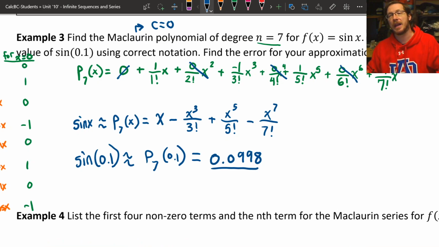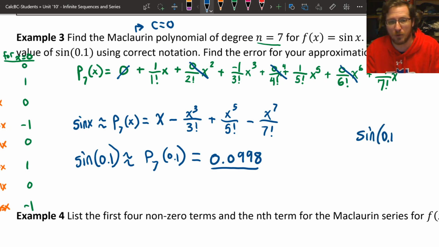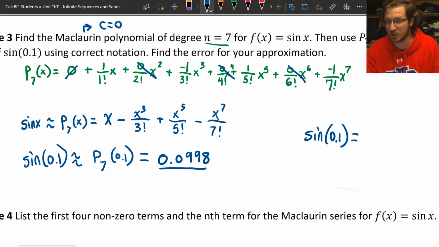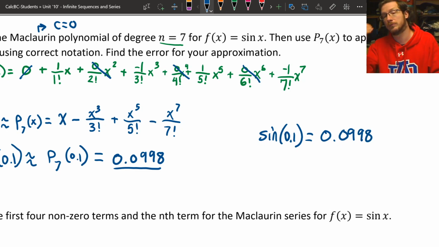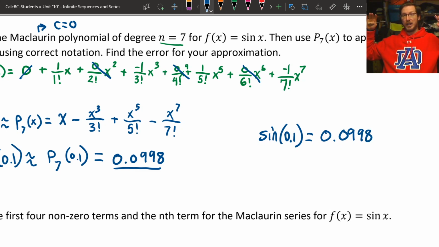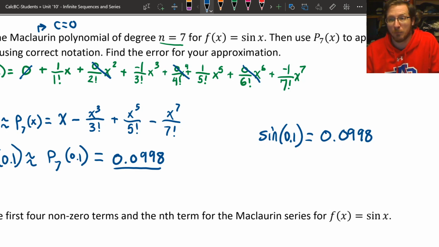It says find the error for our approximation. Well, the error is the difference from the actual to the approximate. So we need to find the actual. So the actual sine of 0.1, out to those 4 digits. If you put that in your calculator and you're in the right mode, radians, then it looks exactly the same. So this is a pretty good prediction. It asks us to find the error.